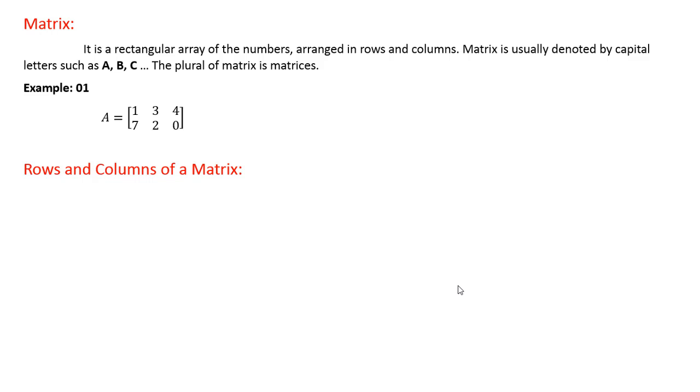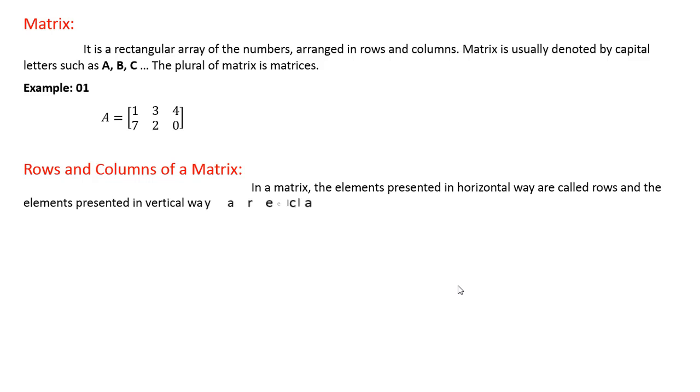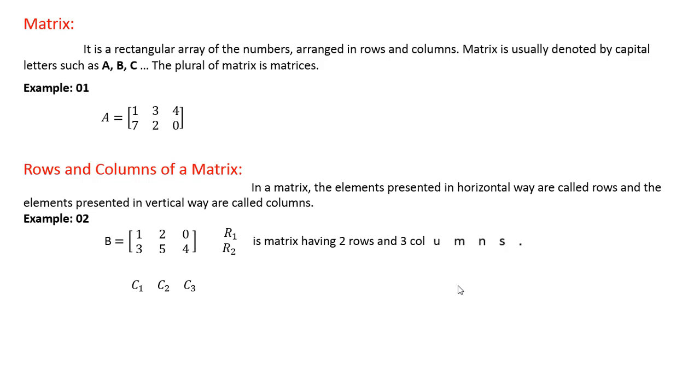Rows and columns of a matrix. In a matrix, the elements presented in a horizontal way are called rows, and the elements presented in a vertical way are called columns. Here matrix B is equal to the matrix having elements 1, 2, 0, 3, 5, and 4. It is a matrix having 2 rows and 3 columns.